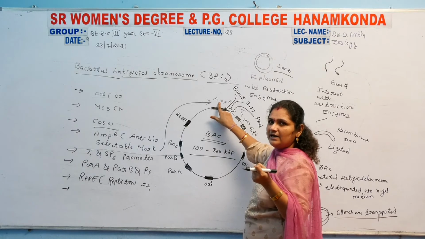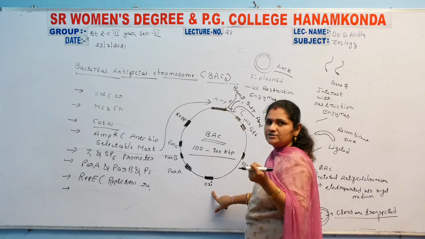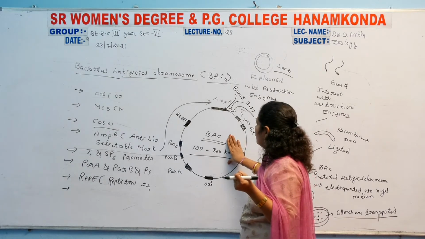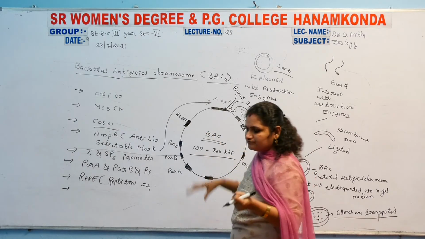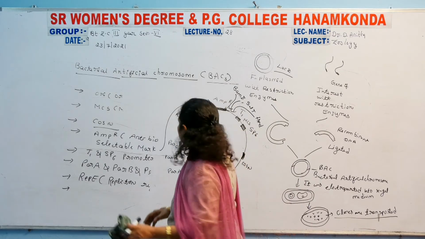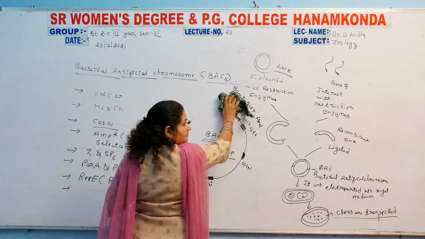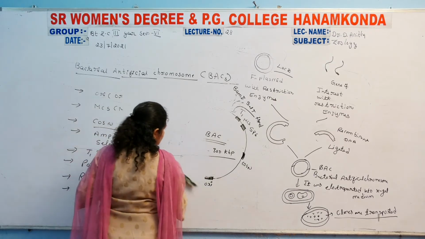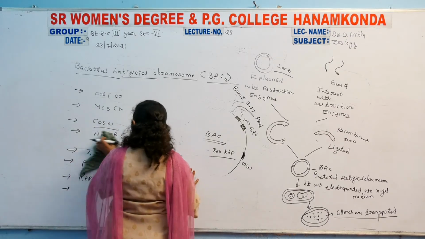Ampicillin resistance, antibiotic resistance, and ORI, the origin of replication, and cos sites. Totally, this was the structure of a bacterial artificial chromosome. That was all about the bacterial artificial chromosome, and after completing this, the next topic in your syllabus is the yeast artificial chromosome.